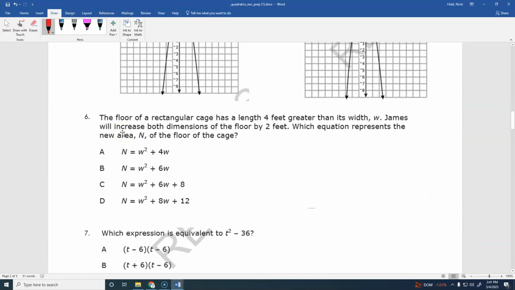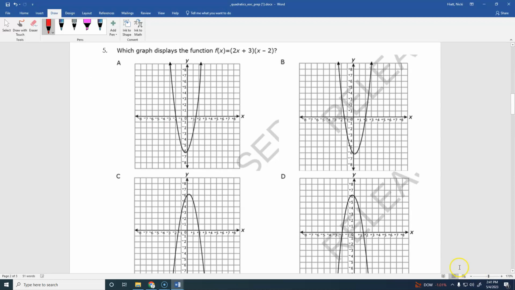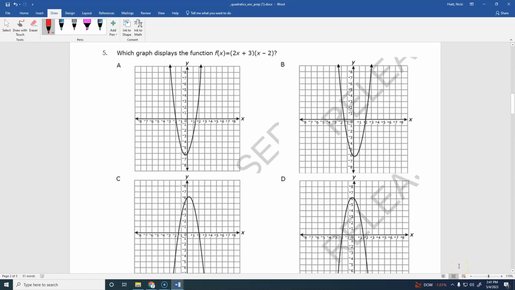All right, let's look at 5. 5 is not calculator active. Can't use your calculator on 5. All right, so tell me something I can eliminate or throw out. Any ideas? There are lots of ways to approach this one.